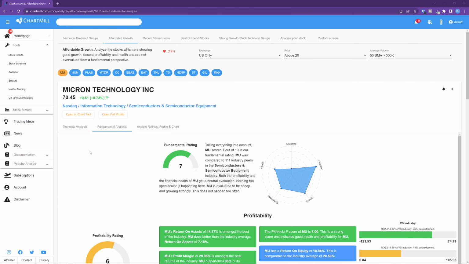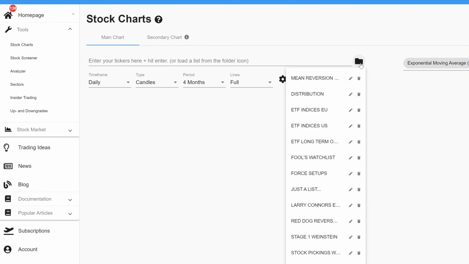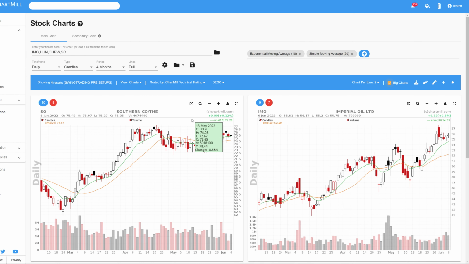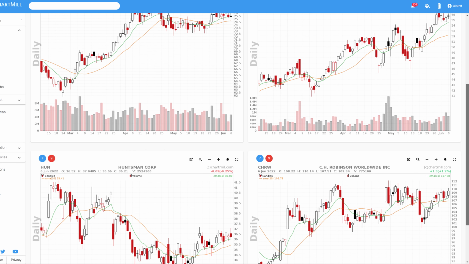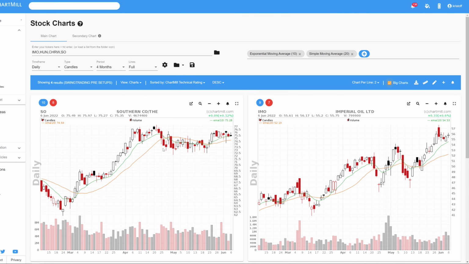So now let's take a closer look at those 2 watch lists. So I select the stock charts. And first I'm going to open my swing trading pre-setup watch list. So Southern Company, Imperial Oil, Huntsman and Robinson Worldwide. These are no trading setups, as I've already mentioned, but I want to be notified if price can get above resistance. So I'm going to add price alerts.